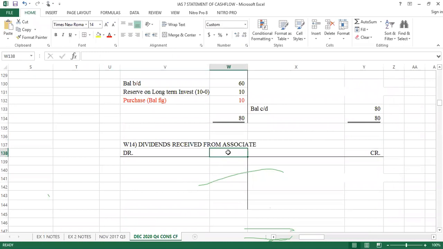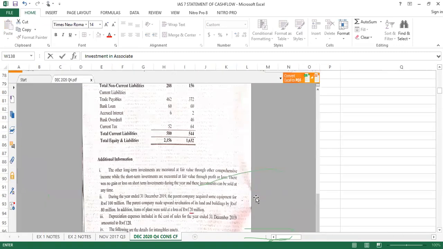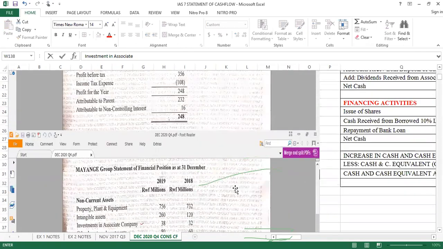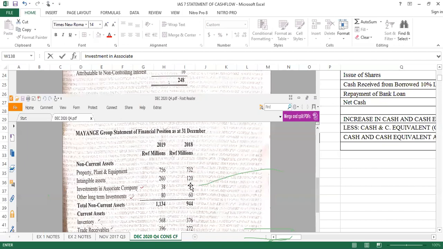Remember, dividends received, we can only get it through two ways. We can open an investment in associate account. Were we given investment in associate? That is the first way. Were we given investment in associates in the balance sheet? Let's hope it is there. Yes, then that makes it easy. Investment in associate, 38 and 32. Opening is 32, closing is 38.